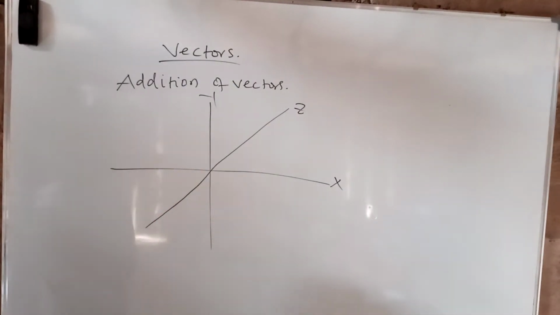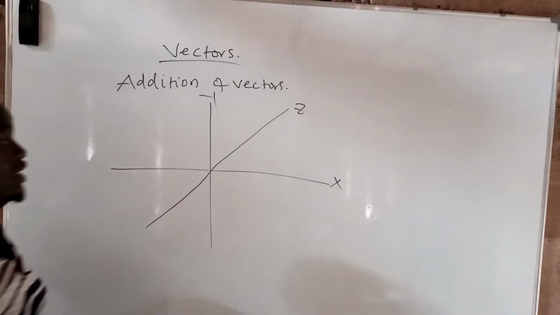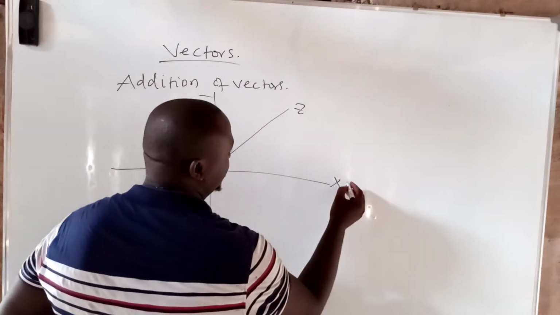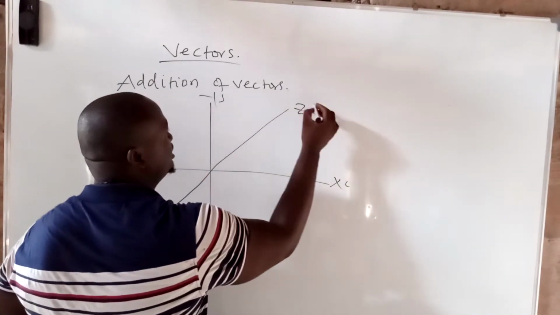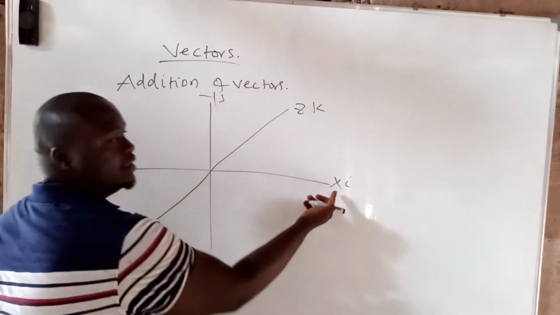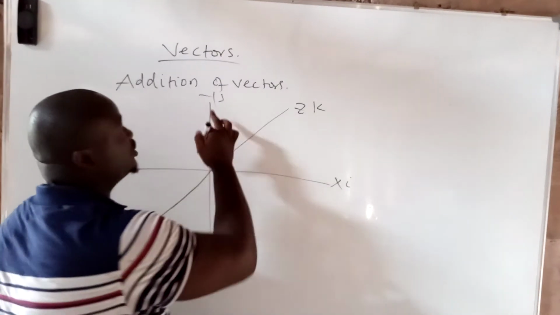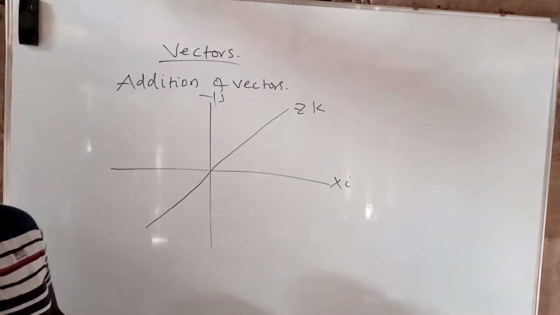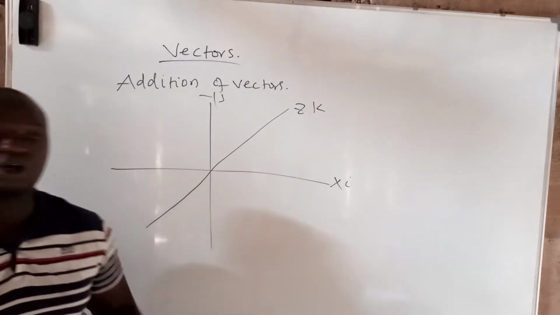And in vectors, be very careful in this. This is i, this is j, and this is k. The x is associated with the i, and y is associated with the j, and the z is associated with the what? The k.